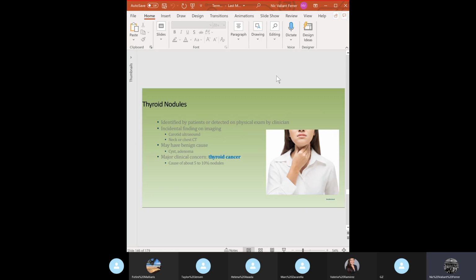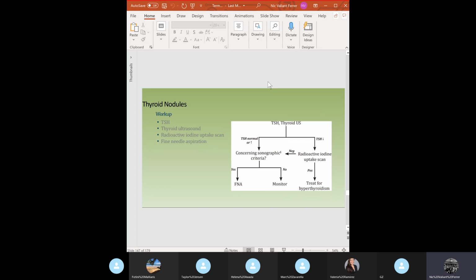So for thyroid nodules, why are we concerned about the nodules? Because you can have thyroid cancer. If you have a nodule, you have a 5% to 10% risk of developing thyroid cancer. So what's the workup? Check TSH. Is it high or low? If it's low, check RAIU, radioactive iodine uptake scan. If it's positive, then it's hyperthyroidism. If it's normal or high, check for sonogram. If it's still unclear, if it's positive, then you do fine needle aspiration. If it's not, you do monitoring.